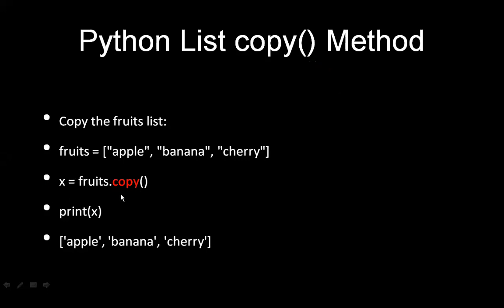Here we are going to copy the list, that is the list named fruits. We will place it into the variable x, and then I will print the value of x, and you will get the output here. So we saw up to the copy method in the previous class.